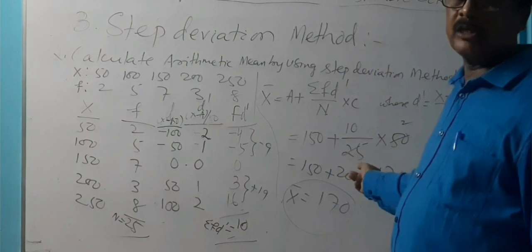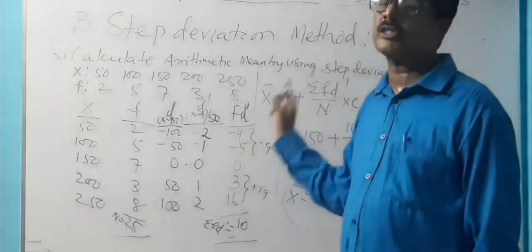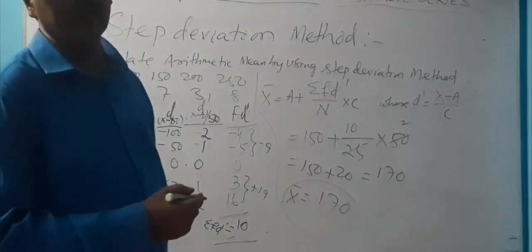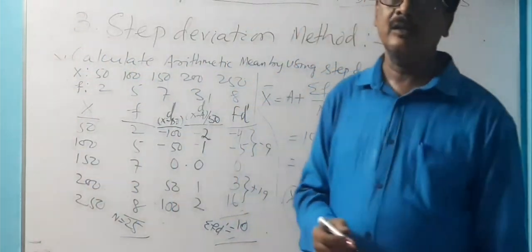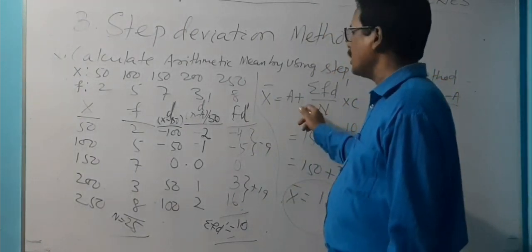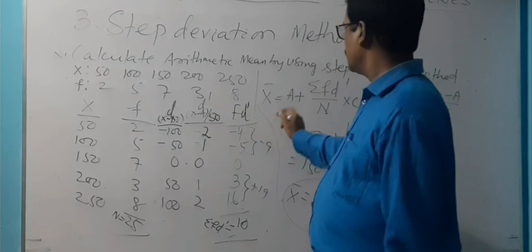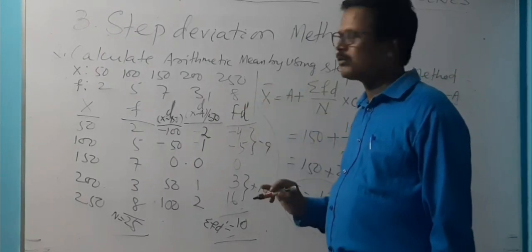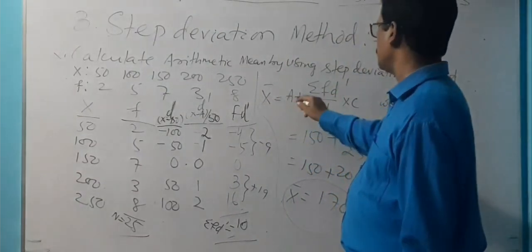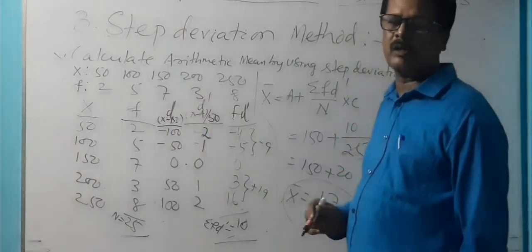Note it down. So this is how to calculate arithmetic mean through the step deviation method in case of a discrete series. When a question on discrete series comes, I have told you how to calculate it using the step deviation method. Put this formula, and according to the formula, we have to write the columns. X bar is equal to A plus summation FD dash by N into C. Only two columns, X and F, are given.